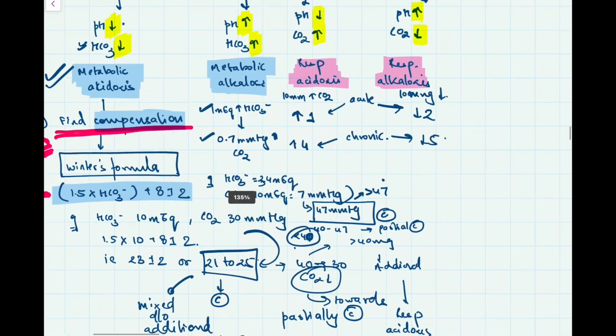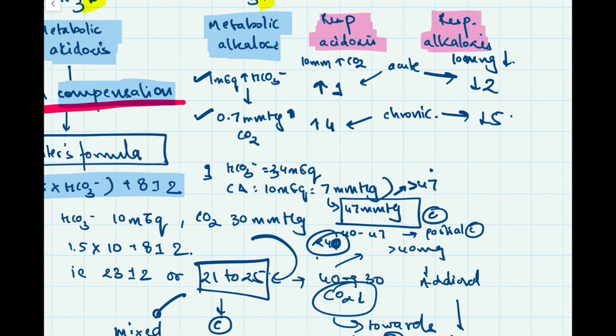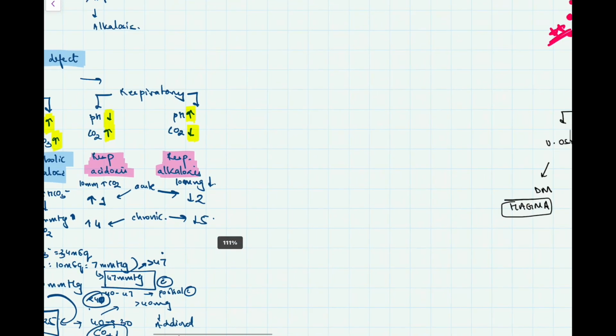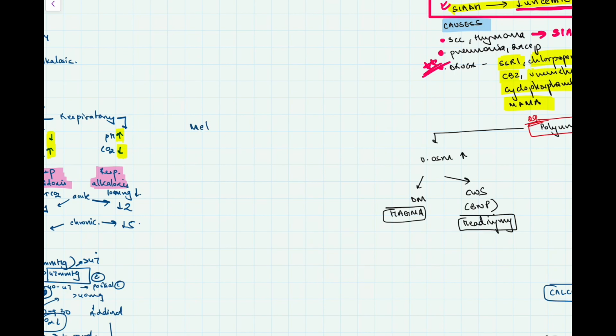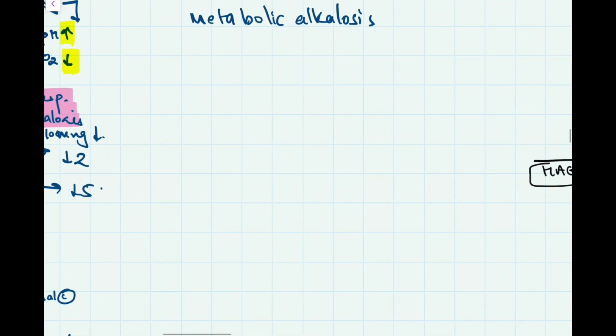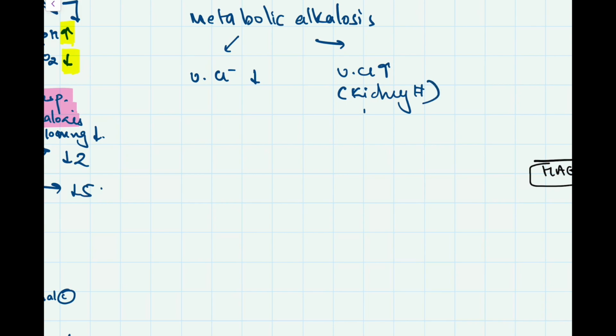Now we discussed the causes of metabolic alkalosis. Let us quickly look at the causes of metabolic alkalosis. Right, in metabolic alkalosis, we see whether urine chloride is low or it is high. If the urine chloride is increased, then it means that it is a disorder of the kidney, and then we look whether it is saline responsive or saline unresponsive.